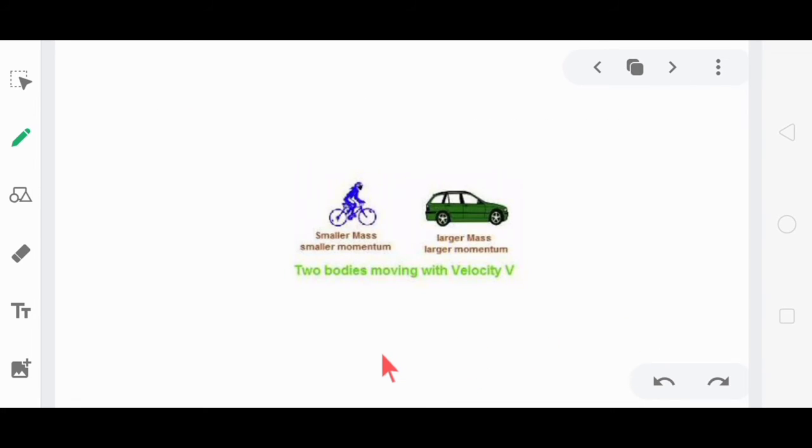One thing is clear, this quantity momentum is dependent on mass and velocity. So to increase the momentum of a body, we need to increase the mass, or we need to increase the velocity. A body having large mass has larger momentum, and a body with less mass has less momentum, whereas a body which is moving faster has greater momentum. A body which is moving slow has less momentum.